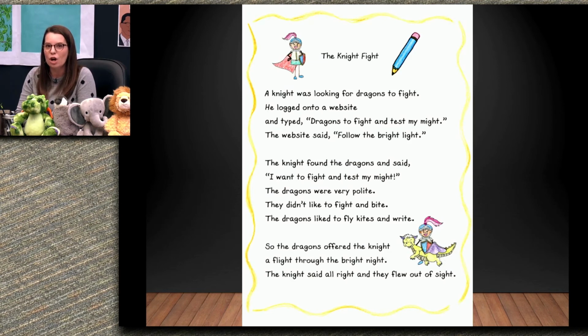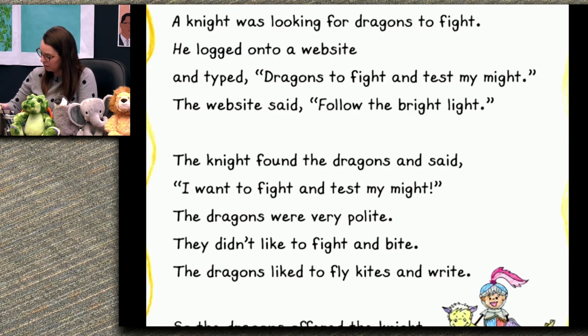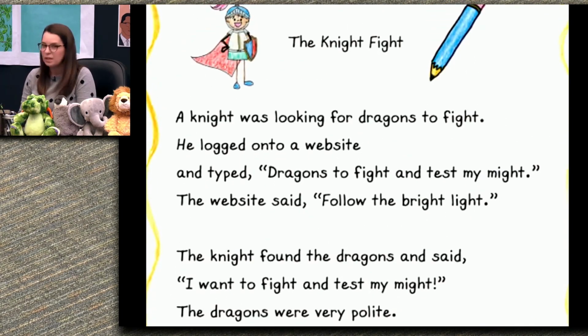Now, I heard a lot of words that had the "ite" sounds. But if we were to look at that really closely, in the first paragraph, can you find the words that rhyme?